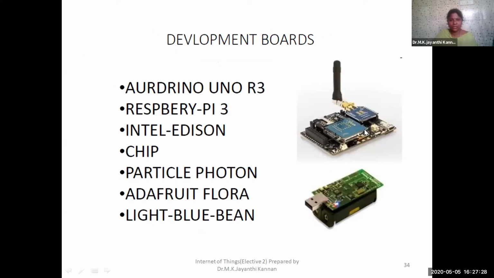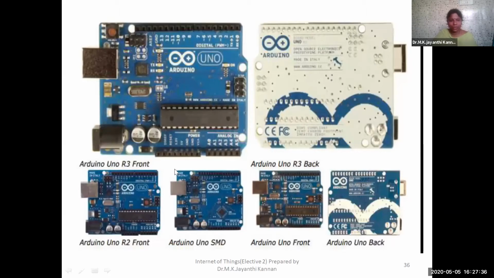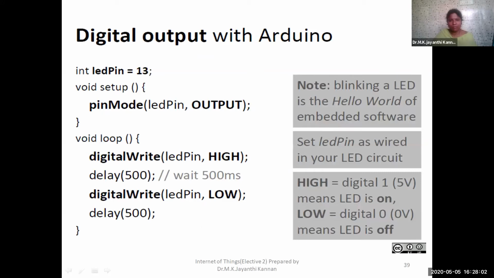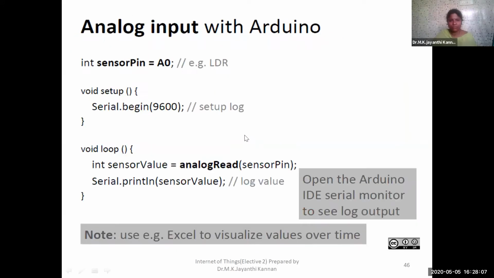So this is your typical Arduino board, and the board will look like this. We have different versions of the Arduino board, R3 front, R3 back. So this is the front side and back side of your Arduino board. This is the Arduino UNO R2 version, this is the R3 version, and this is the basic version, Arduino UNO, that is Arduino 1.0. Just go through the components to understand the Arduino board better.